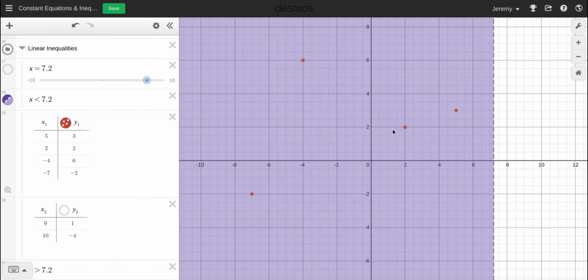And so they're all very easily on this left side of the boundary line. These black points, on the other hand, notice their x value is greater than 7.2, which is why they are not solutions to this inequality. They are not in the solution set because their x values are greater than 7.2. Okay, now let me take these off and move them up here.